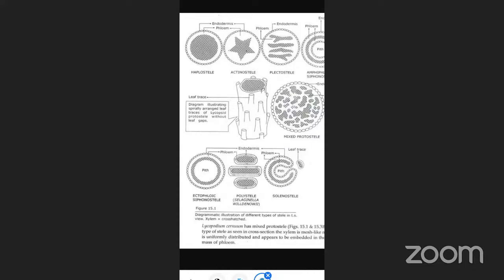Only sieve cells are there in the pteridophytes. The companion cells are totally absent in the gymnosperms and pteridophyta. In the gymnosperms, instead of the companion cells, the albuminous cells are there.